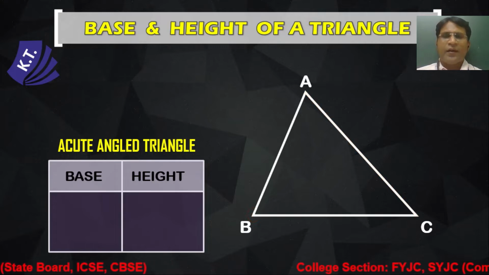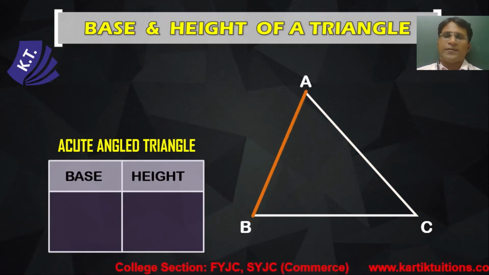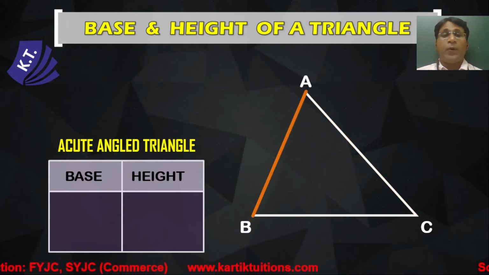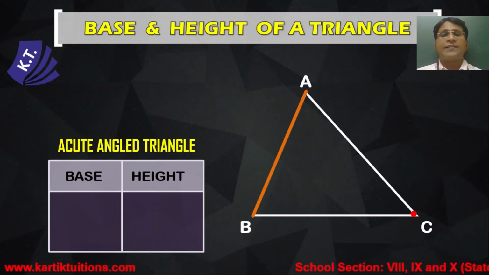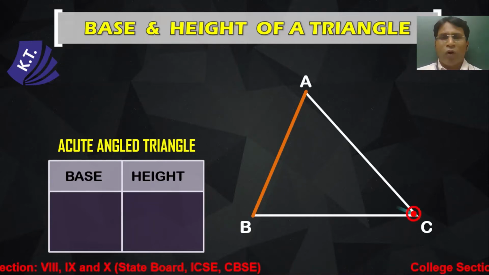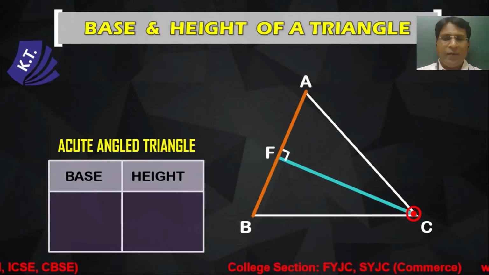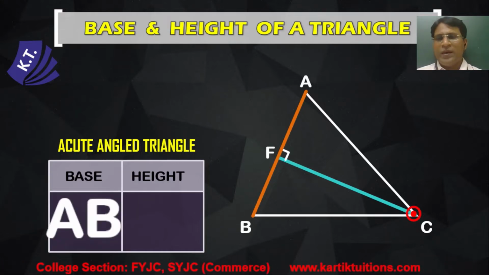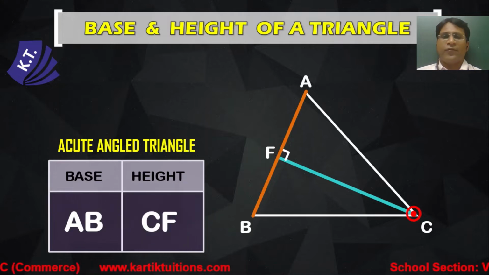Now I consider AB as my base. So I need a perpendicular from the third vertex, that is C. So I will draw a perpendicular from C to the base AB. So when my base is AB, my height is CF.